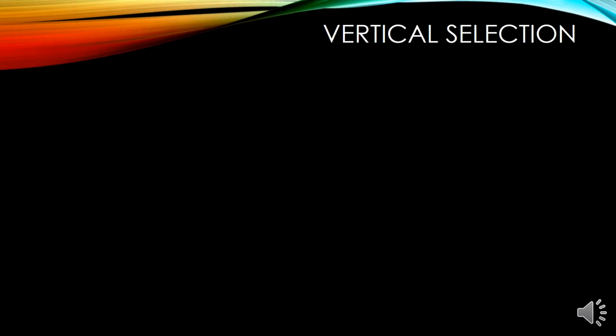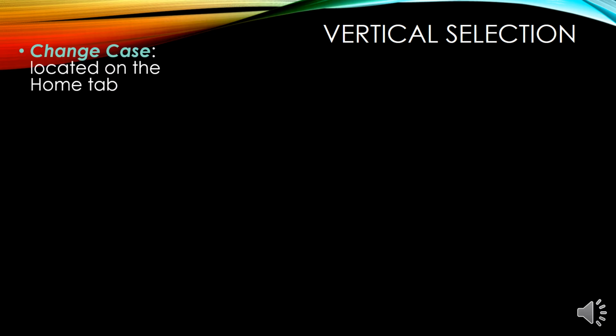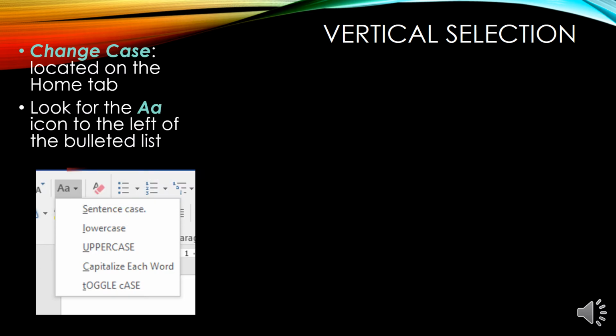Vertical selection. The change case feature is located on the Home tab. If you look for the big A, little a icon to the left of the bulleted list, you will see the change case feature.